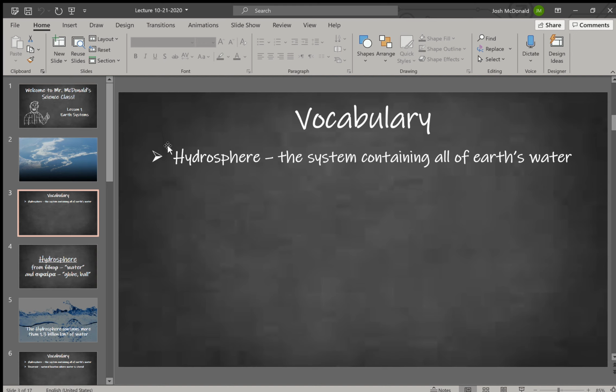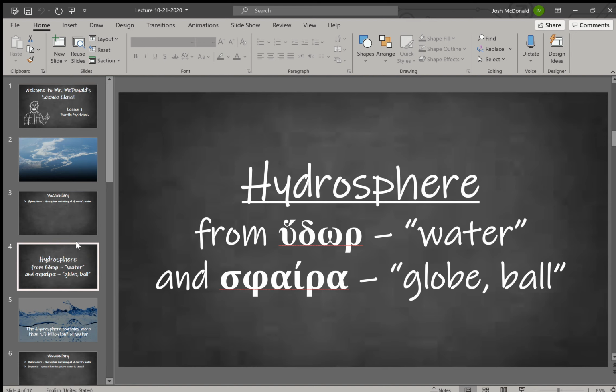But let's talk about the word itself, hydrosphere. Sphere, again, we know, sphaira, globe or ball. But the hydro portion, you're going to see that over and over throughout science: hydro, hydraulic, hydroelectric, hydrolysis. There's a lot of things that use that prefix hydro, but it comes from the Greek word hudor, which means water. So anytime you see hydro, you're going to automatically know it's talking about water. So this is the sphere of water.